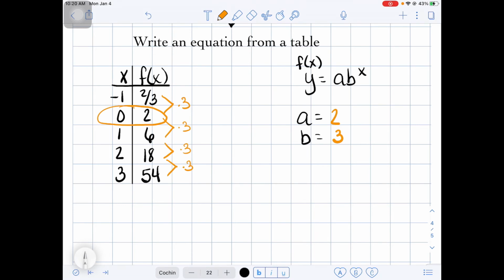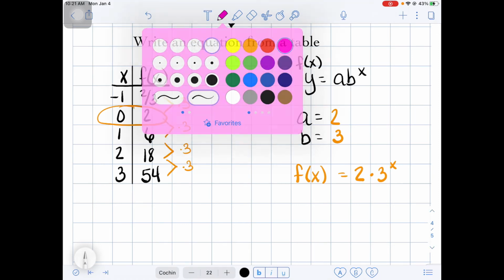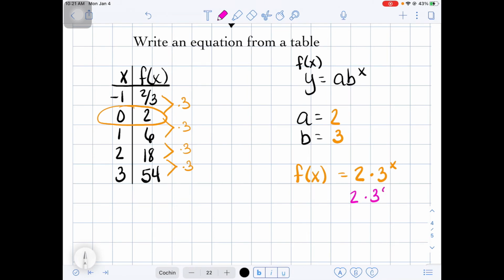So now let's put it into the form. f of x, or y, is equal to 2 times 3 to the x power. Now we can check to see if we're actually right by plugging in what we found as 0, 2. When x is 0, our f of x should be 2. Let's see if that's true. Well, 3 to the 0 power is 1. 1 times 2 is 2, so 2 equals 2. That's true, so I know this is the correct equation.